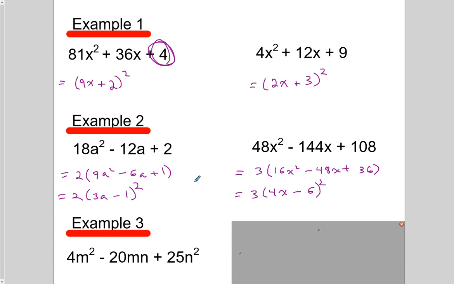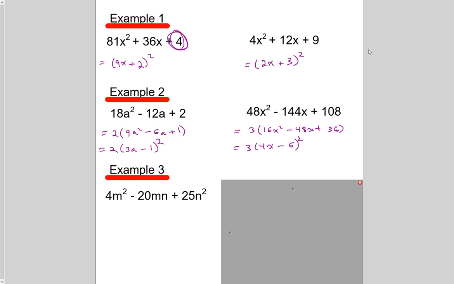Okay, let's look at our third example. Here we go. I'm just going to get myself a little bit more space here. Okay, so the first thing I'm going to do is I'm going to say, can I factor something out of each of those terms? No, it doesn't look like there's a number that divides them. It doesn't look like they all have an m, or do they all have an n? So nope, there's nothing I can factor out of that.